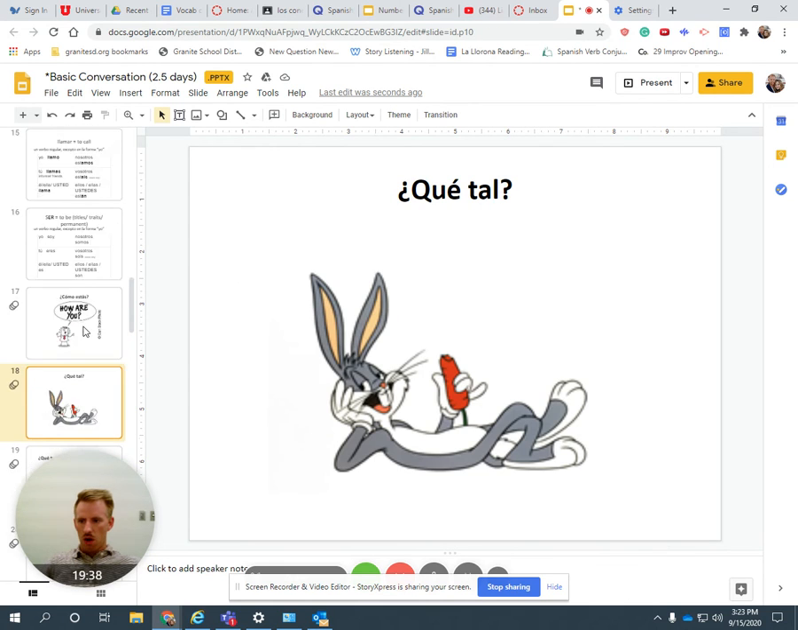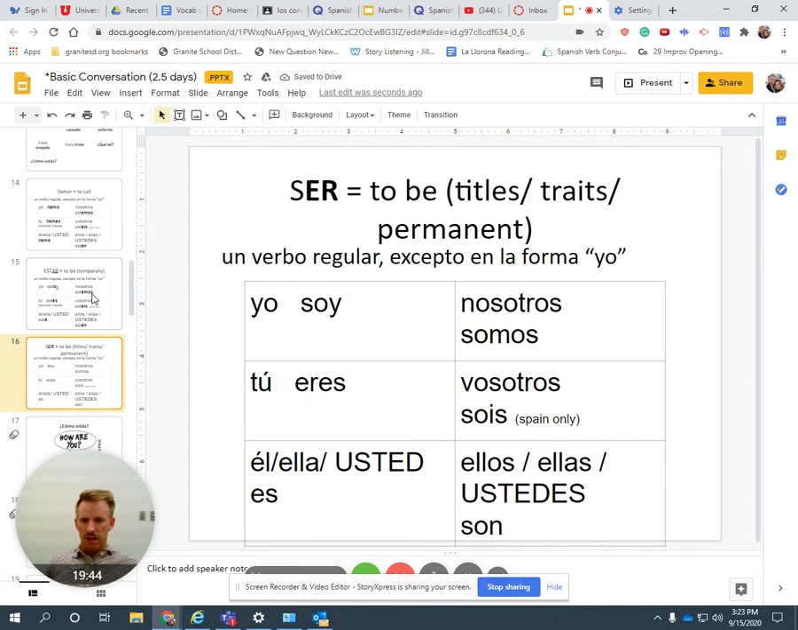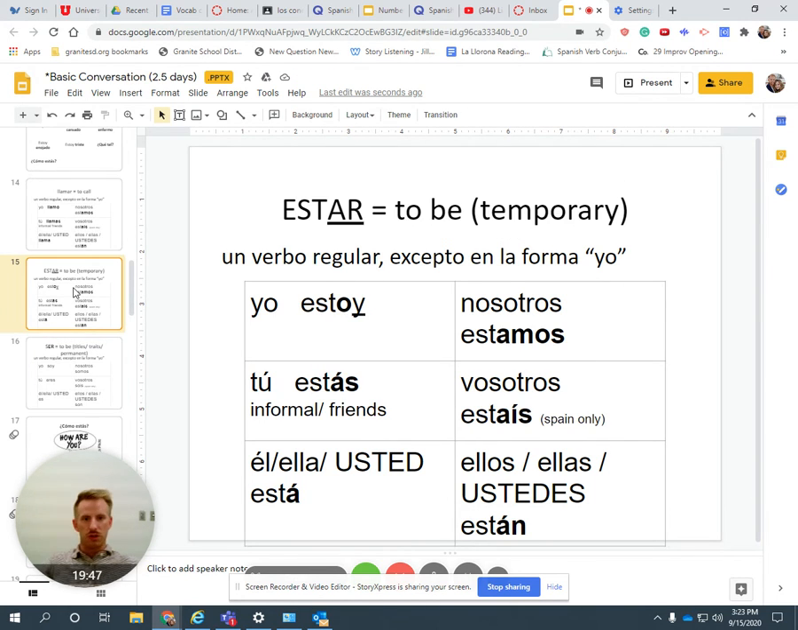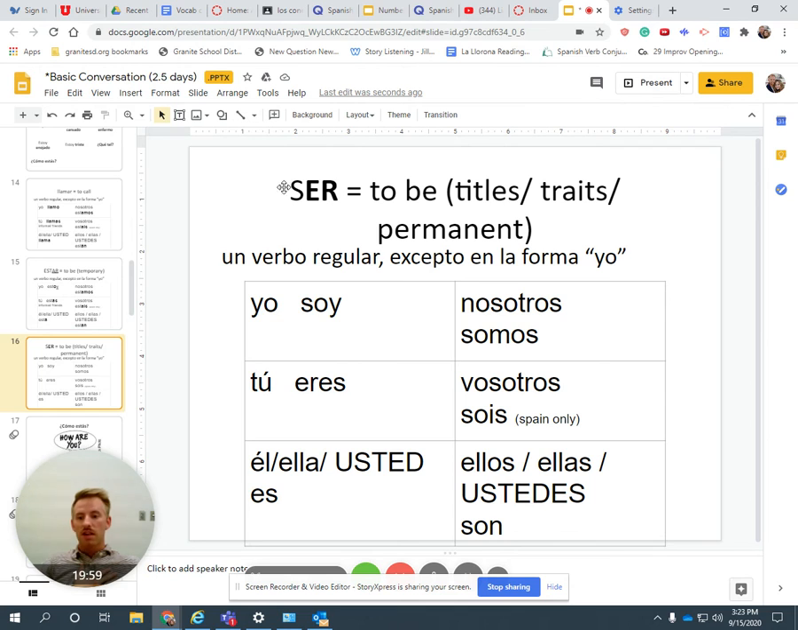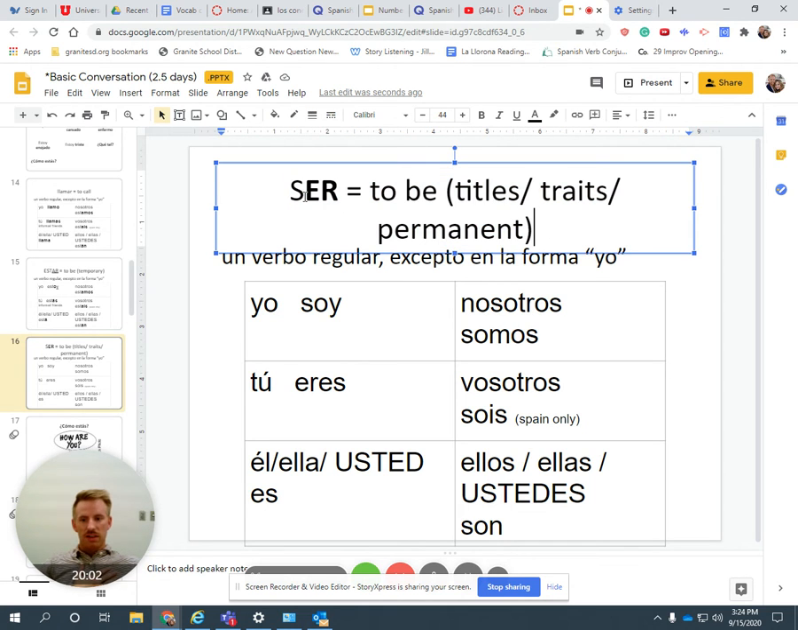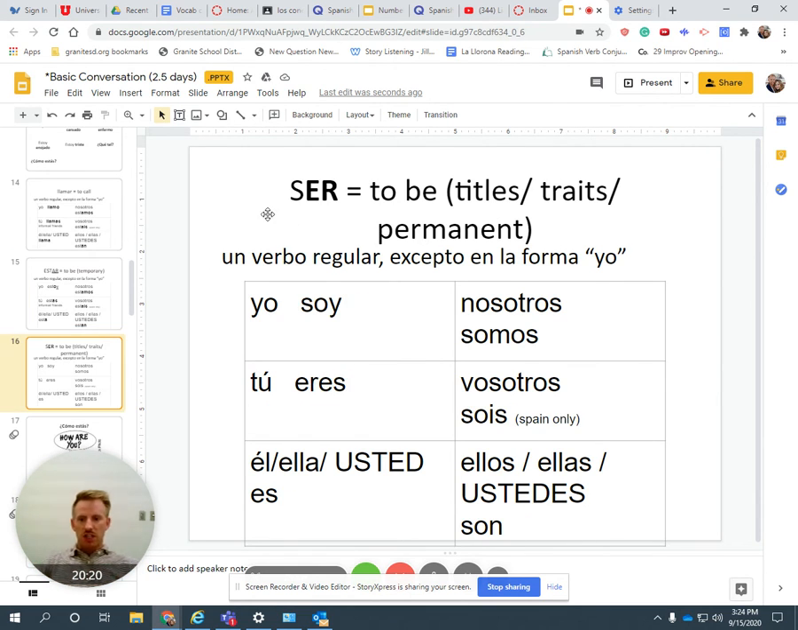Vamos a practicar ahora. So ser and estar, I wanted to ask you guys. If estar is temporary, ser is titles. If you wanted to say, I am a student, which one would I use? Would I use estar? Or would I use ser? Is student more of a title or something about me that's permanent, or is it a temporary thing? Now, I ask you this one because it's a trick question. You might think, well, I'm not going to be a student forever, but right now you are in the role of a student. It is something that describes you. So you're actually going to use ser.